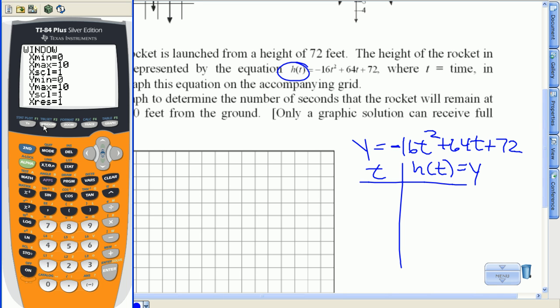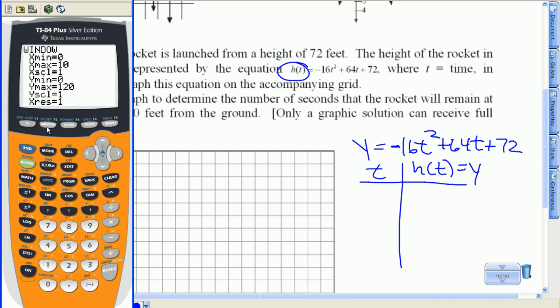72 is C, and that is where it crosses the y-axis. So I think we're going to make our y maximum a little bit larger than 72, and I am guessing right now 120 is what I'm going to try. I don't know if that's right, but look, it's a little too low. At least I got my head wrapped around the problem now.